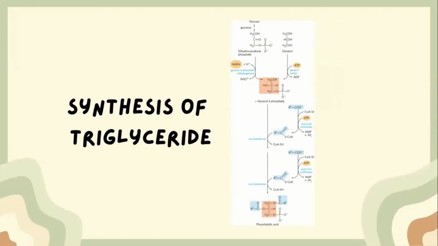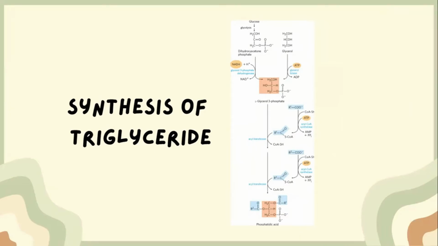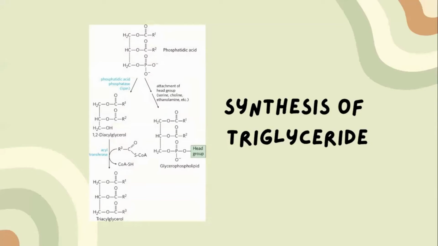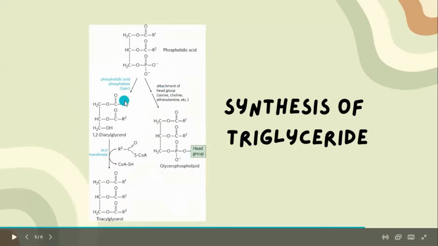Phosphatidic acid is found in small amounts in cells, but is a central intermediate in lipid biosynthesis. It can be converted either to a triacylglyceride or to a glycerophospholipid. In the second step of triacylglyceride biosynthesis, phosphatidic acid is hydrolyzed by phosphatidic acid phosphatase to form 1,2-diacylglycerol. On the other hand, phosphatidic acid can be converted into glycerophospholipid.